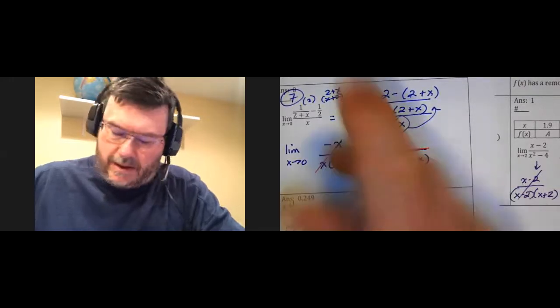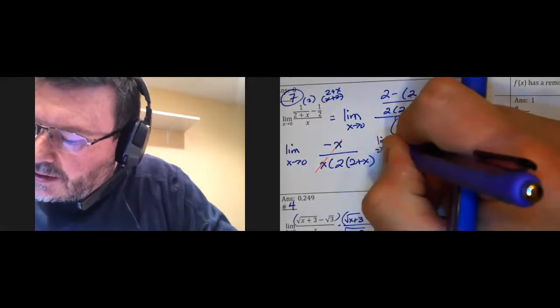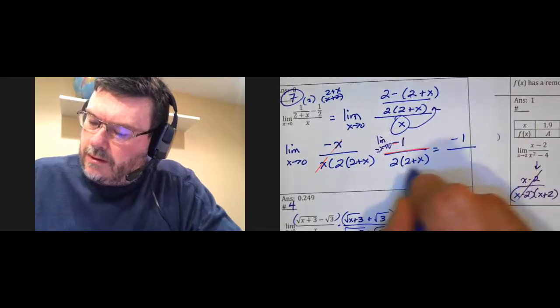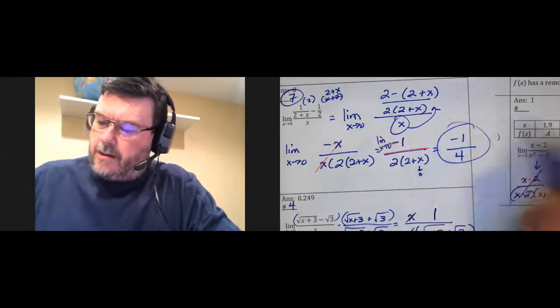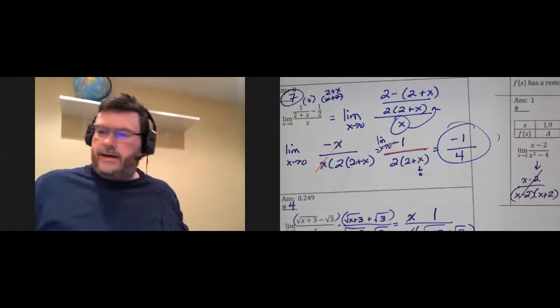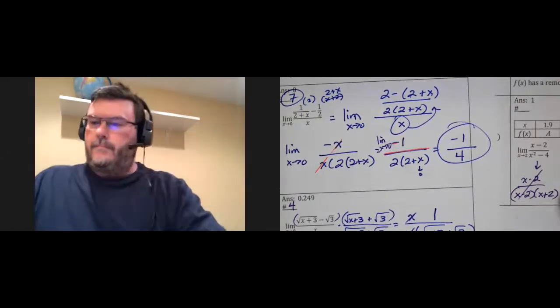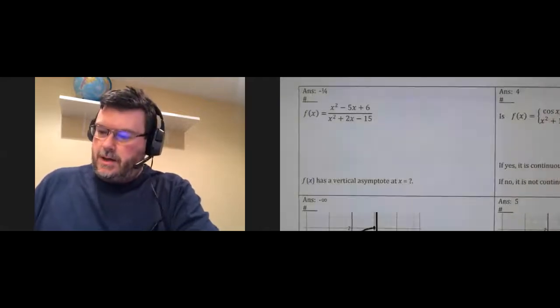Oh, I need the limit as x approaches 0 now still, which is going to be negative 1 over, this will be, as that goes to 0, this goes to 4. So I'm looking for negative 1/4. Okay, so negative 1/4 yields us to this.